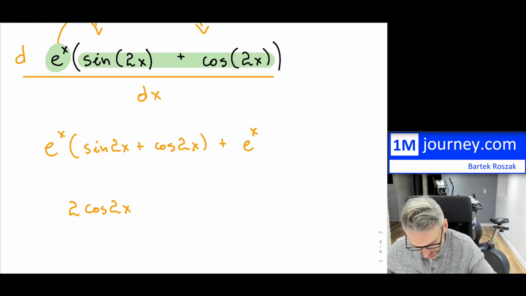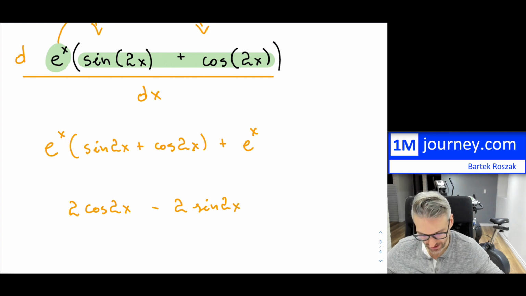And then the derivative of cos. Notice there's an addition there, but it's going to be negative sine. So this is going to be negative 2 sine 2x. And that is the derivative of that entire thing.